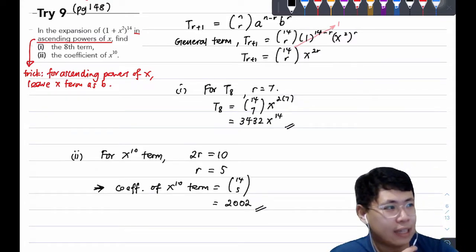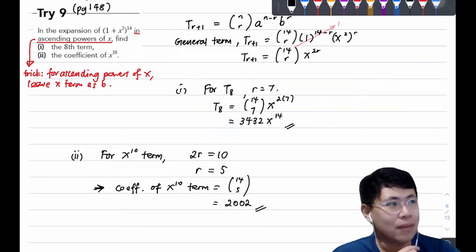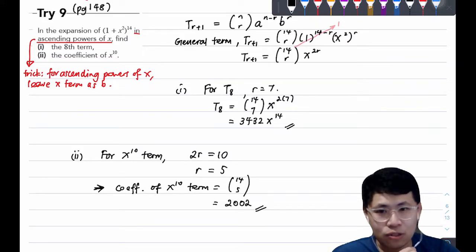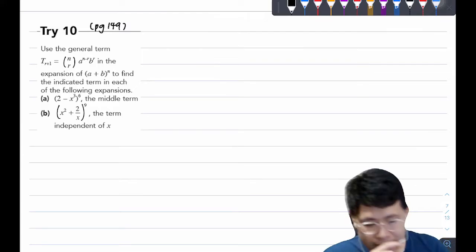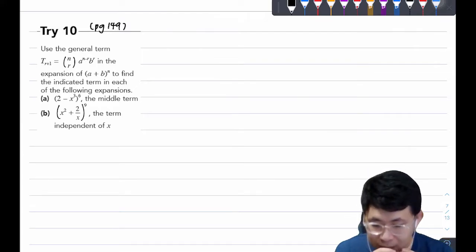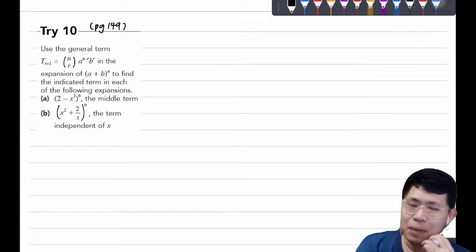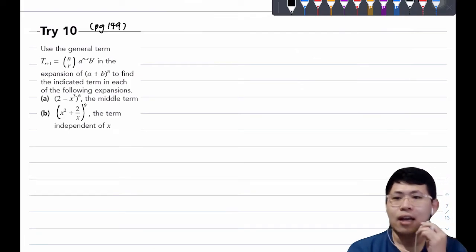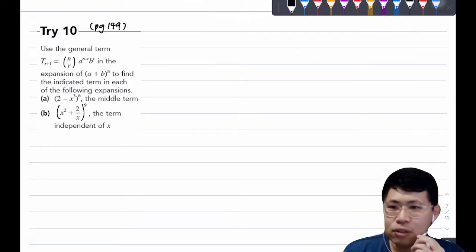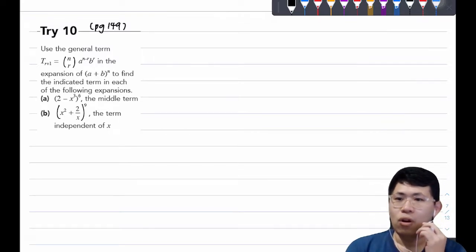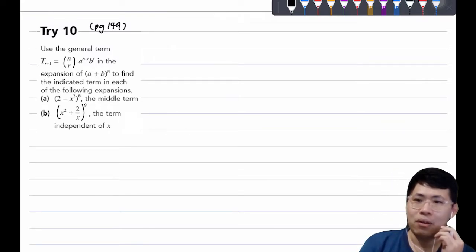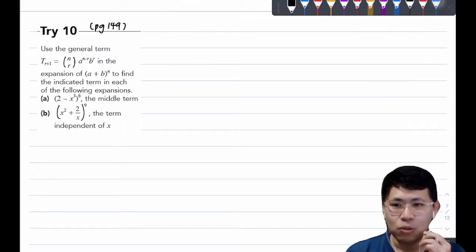Okay, so this is try 9. Now let's take a look at try 10. So now we have try 10 over here. Using the general term, it's very nice they give us the general term, but otherwise we can refer to the formula sheet to find the indicated term in each of the following expansions. So we want to look for the middle term for (2 minus x cubed) expanded to the power of 6.